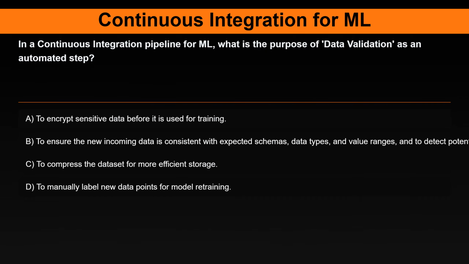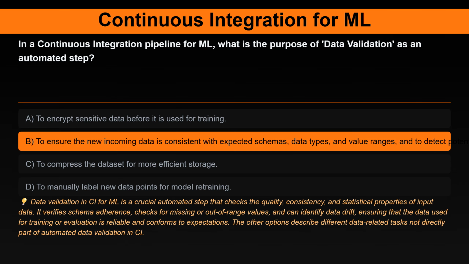Question 14. In a continuous integration pipeline for ML, what is the purpose of data validation as an automated step? Option A. To encrypt sensitive data before it is used for training. Option B. To ensure the new incoming data is consistent with expected schemas, data types, and value ranges, and to detect potential data drift. Option C. To compress the dataset for more efficient storage. Option D. To manually label new data points for model retraining.